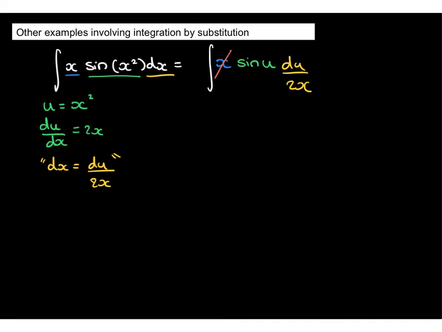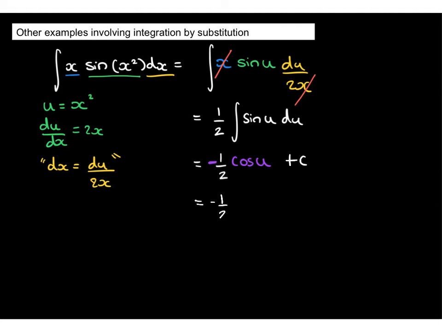So, as predicted, x cancels. We can pull the factor of a half out of the integral, so we have a very simple trigonometric integral. And we know sine integrates to give us negative cos. So here's our answer in terms of u. And then the only thing we have to do is replace u with what it is in terms of x. So we have negative a half cos x squared plus c.